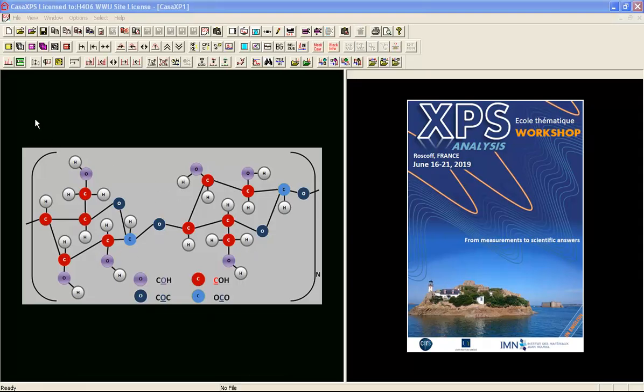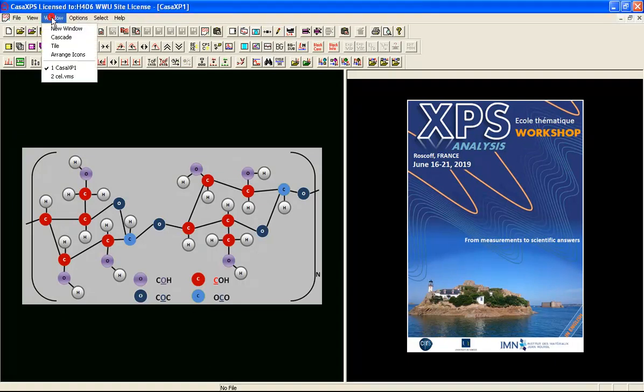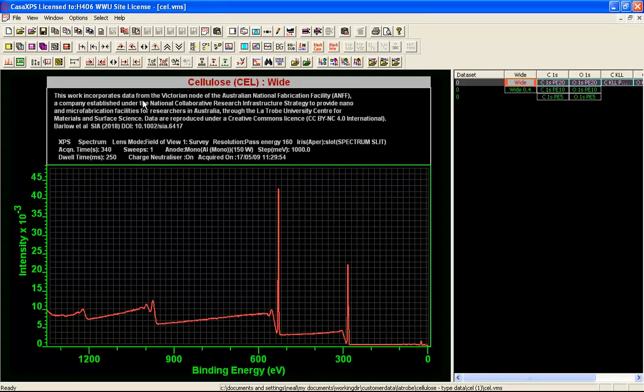The Latrobe database includes a number of cellulose type materials, and one of them is designated as cellulose. These data were downloaded from the database, it's on the web, and they include survey spectra and a set of high resolution spectra taken at different pass energies. Looking at this survey spectrum, we can clearly see the oxygen peak and a carbon peak, and then the corresponding Auger peaks to these two photoemission peaks. So this is consistent with cellulose.